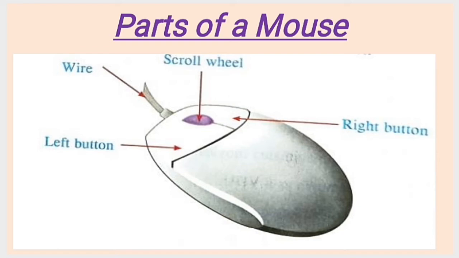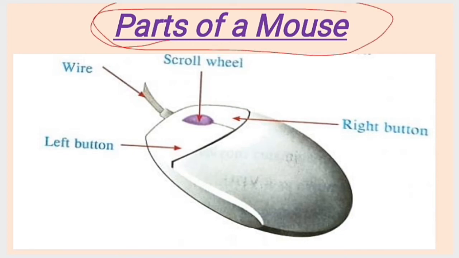You all understand what a mouse is. Basically, mouse is a pointing device. It is also known as an input device. It is used to point and select the items on a screen. Now we are going to learn about the different parts of a mouse. Okay.